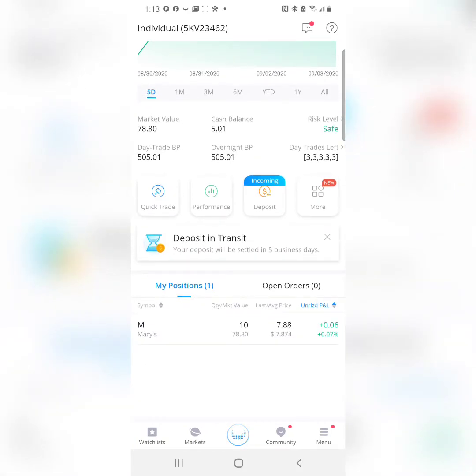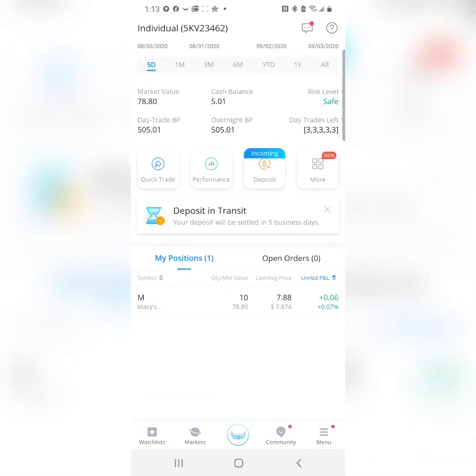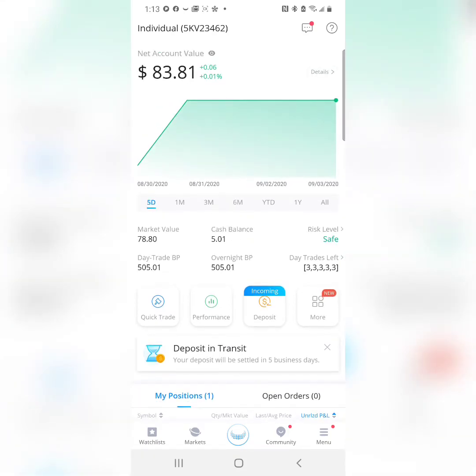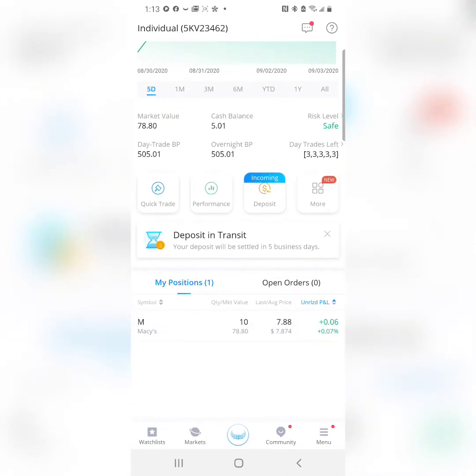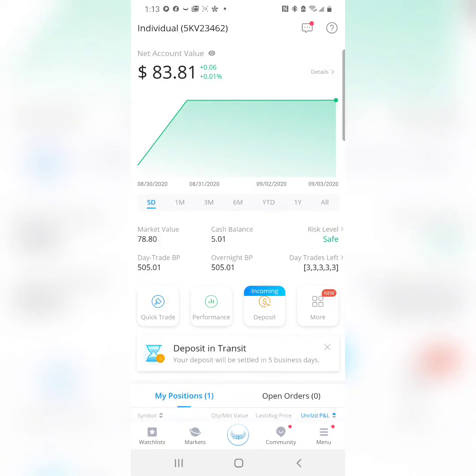So let's say I had more than one stock. I had like Macy's and Amazon and Apple, whatever. The total that is up here, that one that says 6 cents, it's gonna be the total of all the things I have. So if I'm up $10 on one, but I'm down 20 on another, it's going to show that I'm down $10, right?